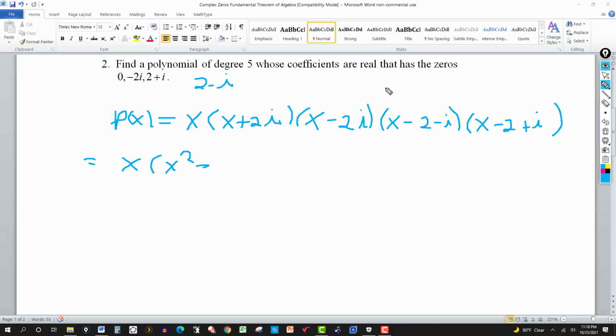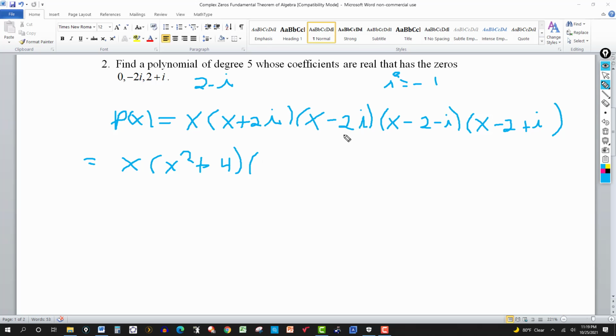But i squared, you should know, is a negative 1. So I can write this as a minus 4i squared, but then this becomes a plus, because that i squared equal to negative 1. Okay, so this becomes this. Notice no i here.